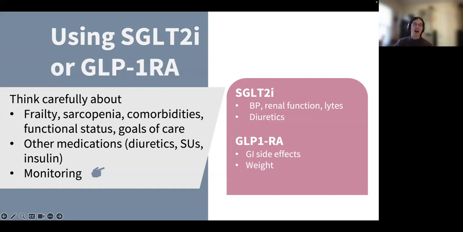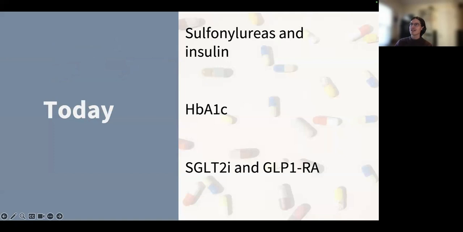So we want to be mindful of other agents people are on. Again, being really cautious when we're thinking about these newer agents in older adults. Okay, so that's it for me. We talked about some of these different considerations related to treating type 2 diabetes in older adults, specifically for the SGLT2 inhibitors and GLP-1 receptor agonists.